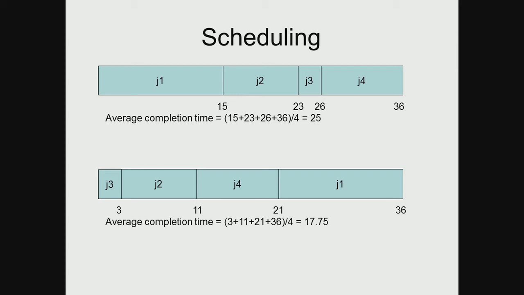On the other hand, let us consider the second schedule where interestingly the shortest job is scheduled first, then the second shortest job, then the third shortest job, then the fourth shortest job, which is the order job 3, job 2, job 4 and job 1. Now observe that the average completion time is 17.75 units of time, which is significantly smaller than the schedule where the jobs were scheduled according to the order in which they were presented in the input.